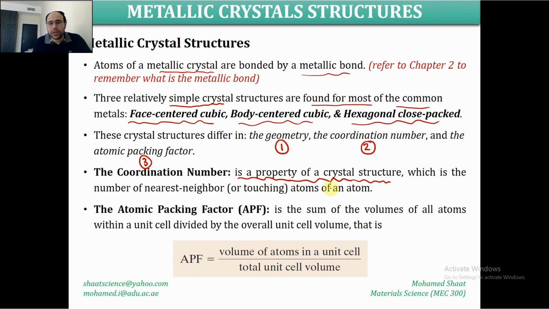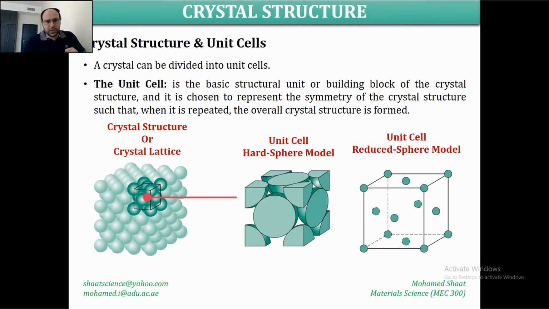So the coordination number is a property of the crystal structure, and what exactly is this number? It is the number of nearest neighbors, or touching atoms, of an atom. As we discussed before, a unit cell is the smallest block or unit that, if you choose it and repeat it, you will form the entire crystal again.